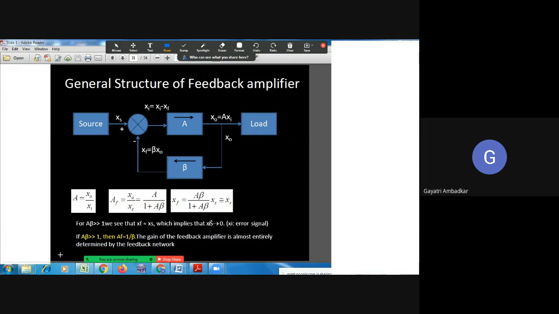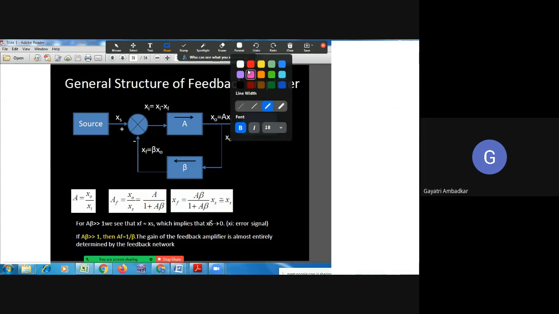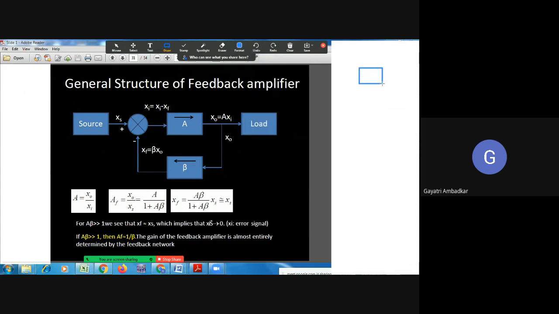I'll be using this as a whiteboard. So you have an amplifier. Okay. This is your amplifier. I'm drawing it on the right hand side. Please note it. So this is your amplifier A. So you provide here some signal, input signal, let's say Vi. And this amplifier amplifies it and provide the output Vo.